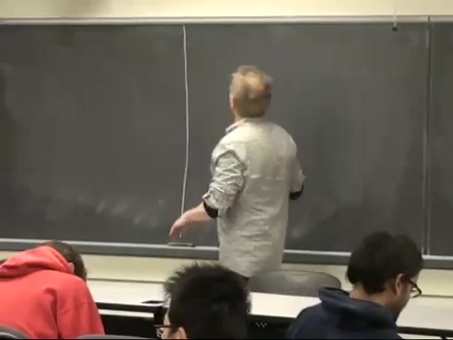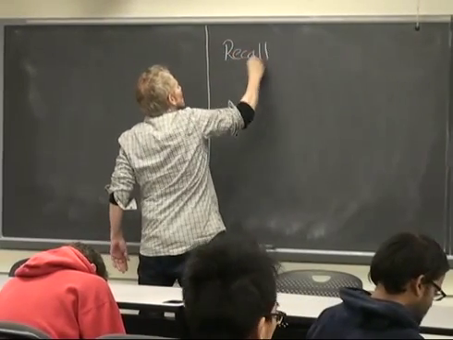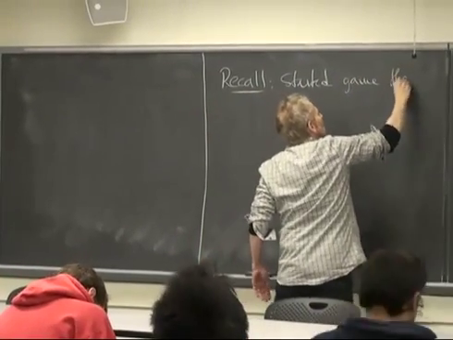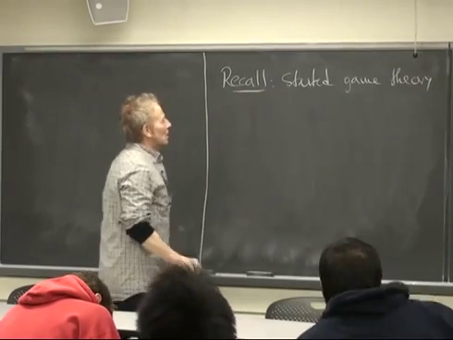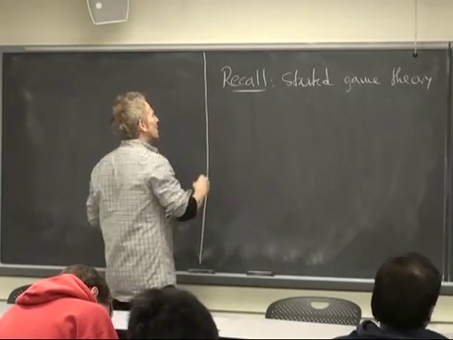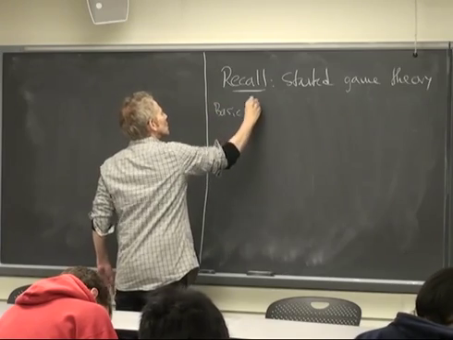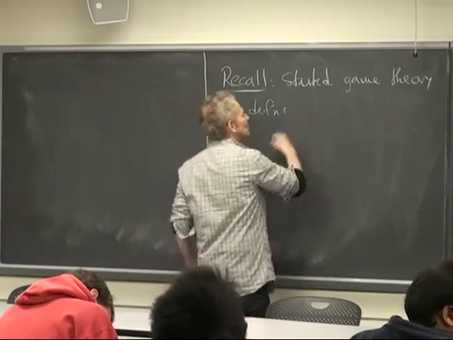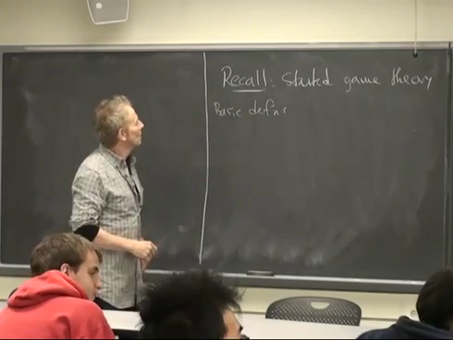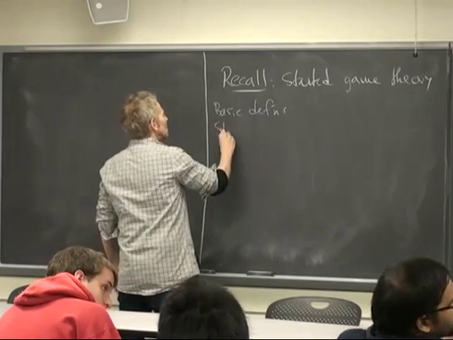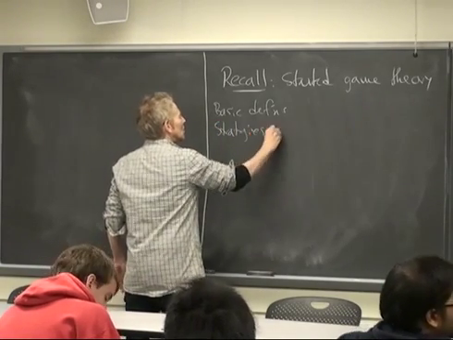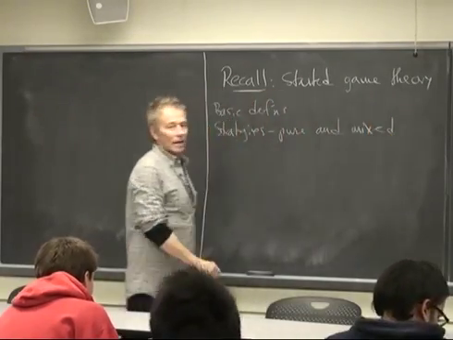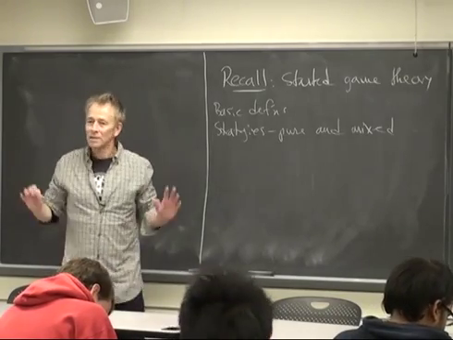All right, so we started talking about game theory. And we talked about some terminology, basic definitions, action spaces, number of players, all that kind of thing. Strategies, pure and mixed, what those were. And we also talked about some classic example games.